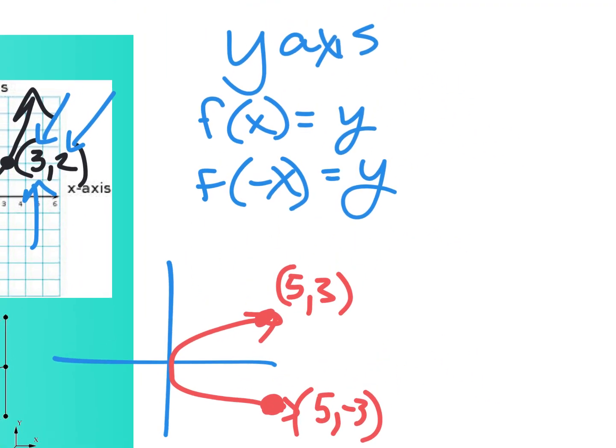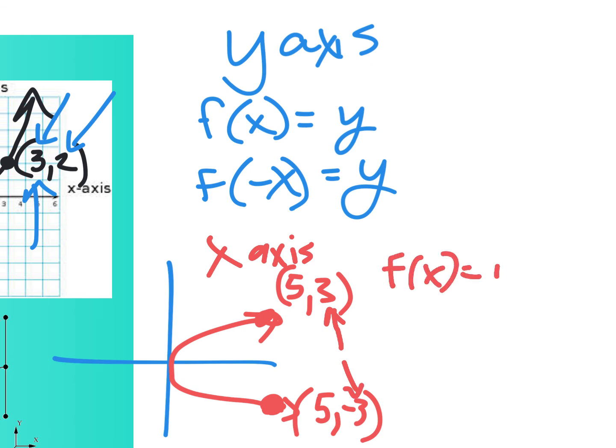So if it has x-axis symmetry, you'll have this situation where you can either have y come out or you could have negative y come out. F of x is equal to y, or f of x comes out to negative y.